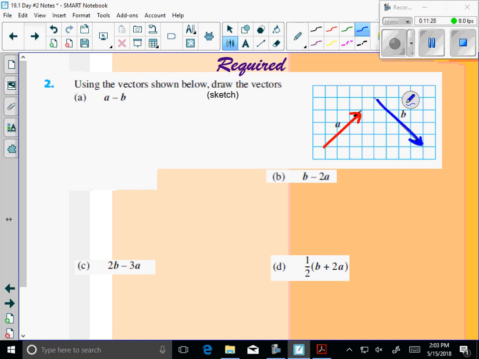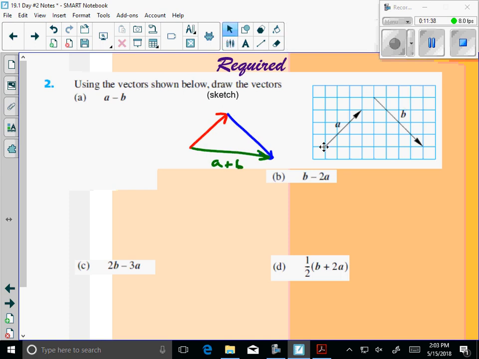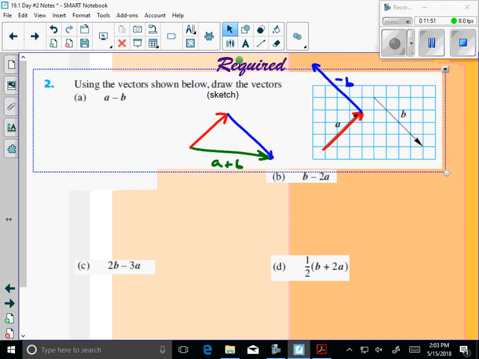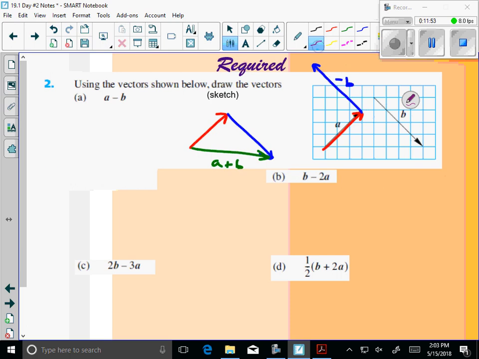Okay, so I'm going to take A and B. I'm going to add them. We know how to do that. Here's A plus B. Vector A plus vector B. Now if I take A minus B, like I'm supposed to do here in part A, what I do is I take the same magnitude but in the opposite direction for B. So A minus B comes out to be this other vector.